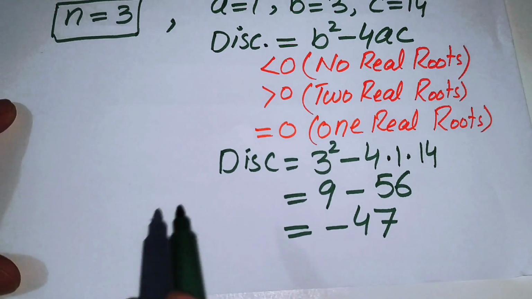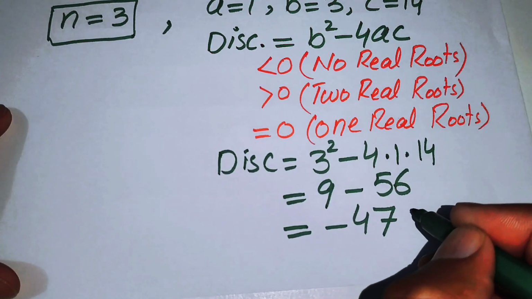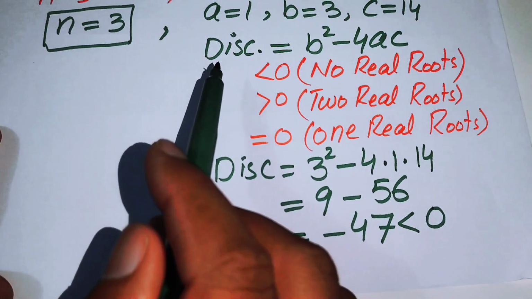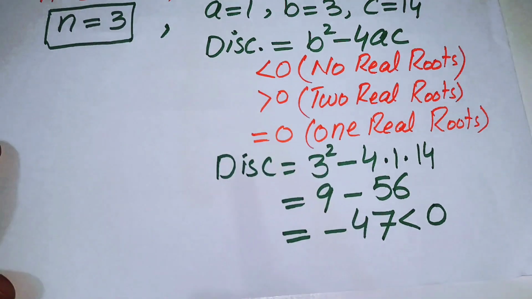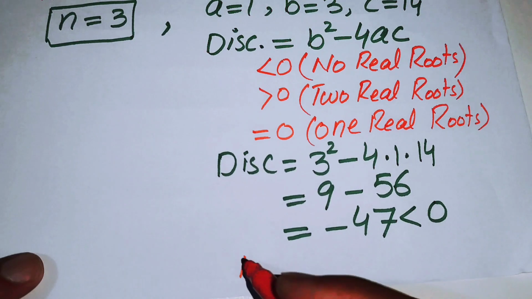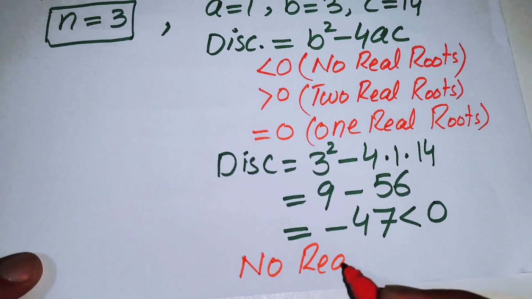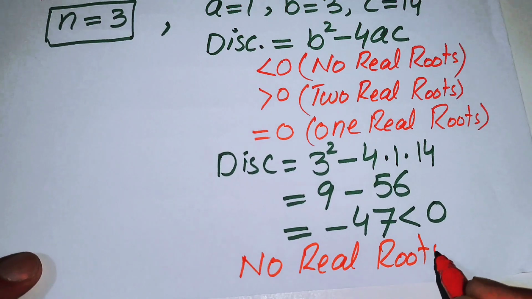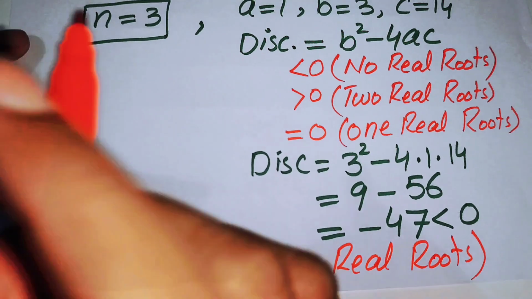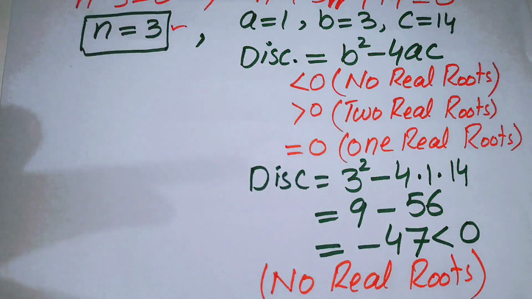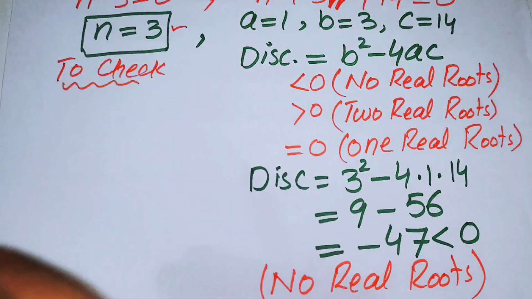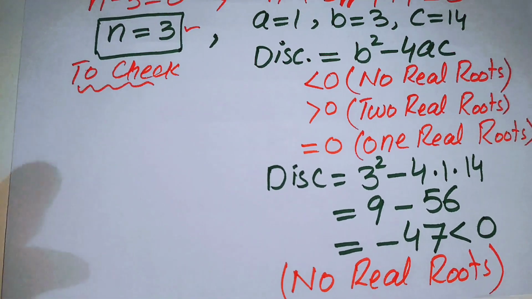Here you see that the value of this disc is less than 0. We already know that if the discriminant is less than 0, then it gives no real roots. So finally we write that in this case it has no real root, and we reject this case because we need only real roots, and we have only one real root, which is n is equal to 3. Now we can check whether this root satisfies the given question statement or not.